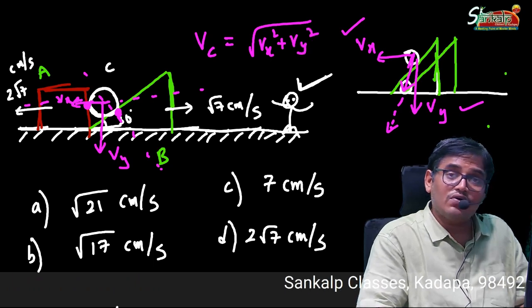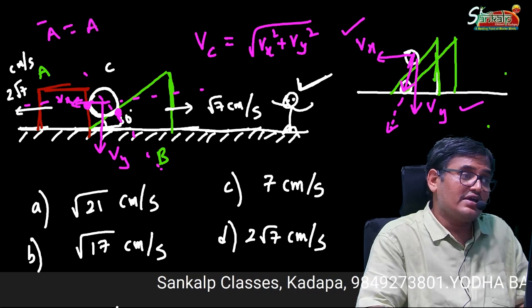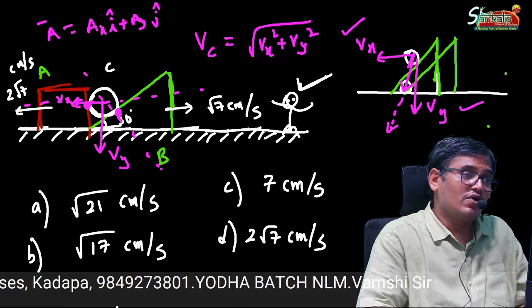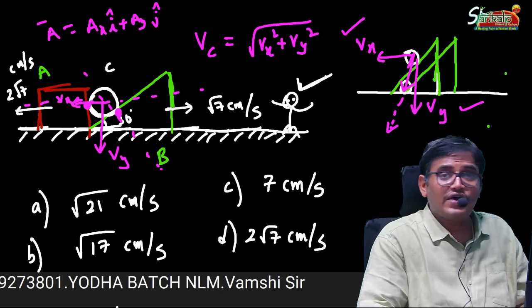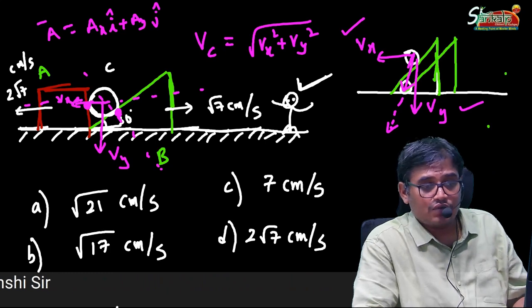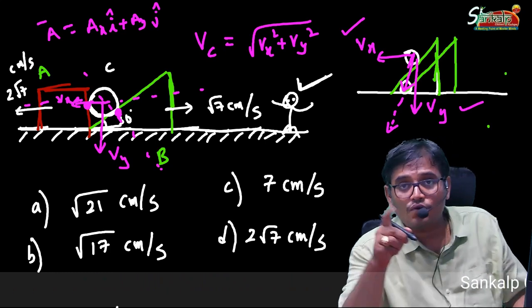In vectors, we have learned any vector A is written in this way: Ax i cap plus Ay j cap. What is the magnitude? Root of Ax square plus Ay square. Got the point, my dear children, all of you?